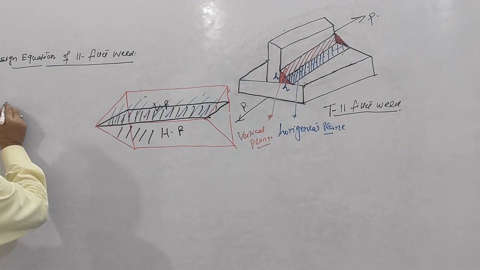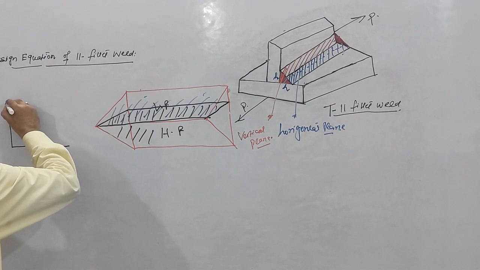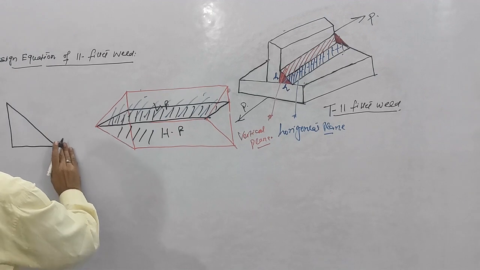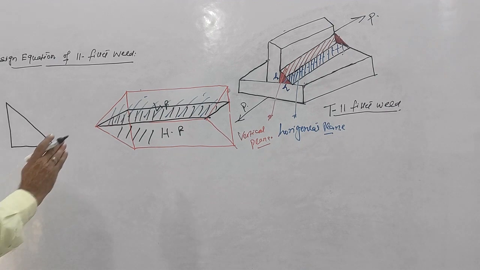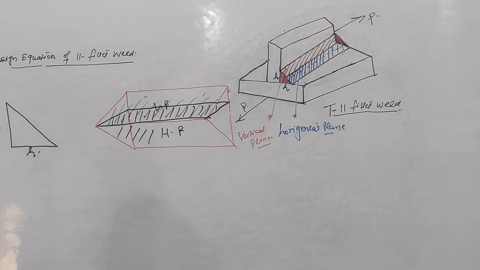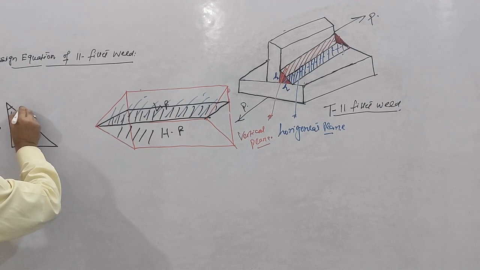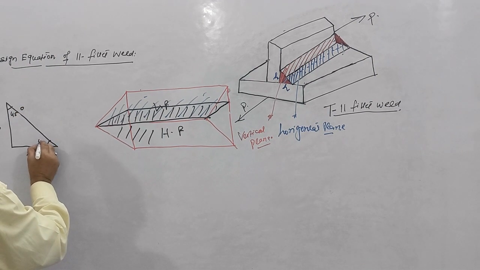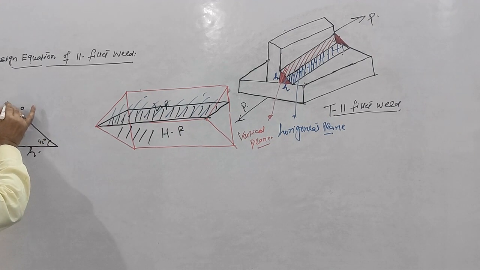If I draw the 2D diagram like this, suppose I take this diagram, this is the diagram of the weld. So this is your weld, this height is h, this height is h, and this angle is 45 degrees, because the weld here is actually like a parabolic shape, like this.